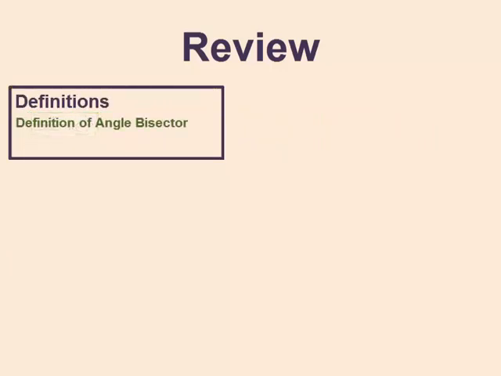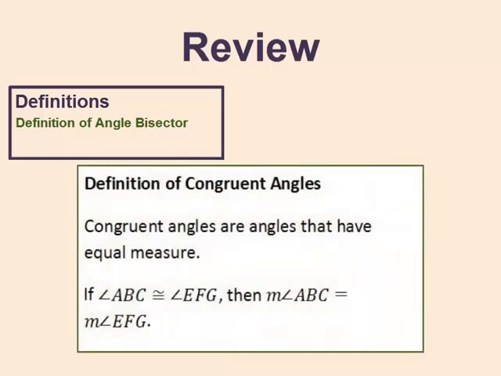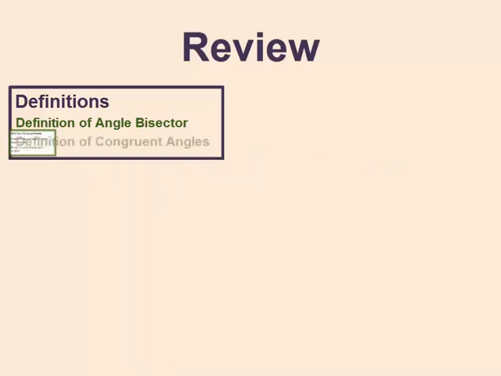This means that if it is stated in the problem that a ray is an angle bisector, then we can automatically, definitively conclude that the two adjacent angles that it forms are congruent. Congruent angles are defined as angles that have equal measures. Again, this is a definition. So if we conclude that a couple angles are congruent, then we can definitively conclude that they must have the same measure through the definition of congruent angles.